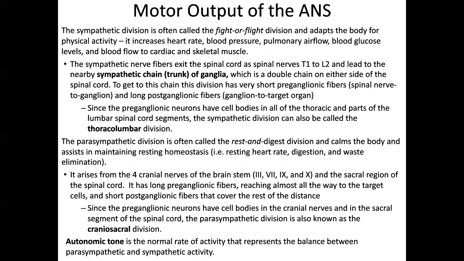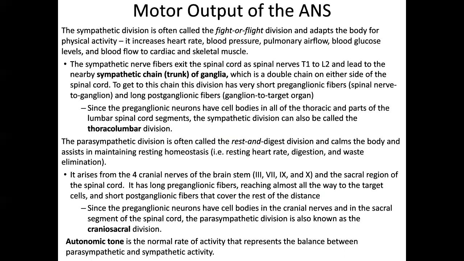It could be as simple as what happens whenever you are physically active, like just going for a walk, playing a game of basketball, or hopping on a treadmill and running, whatever. It's going to trigger things like increases in heart rate, blood pressure, pulmonary airflow, blood glucose levels, and blood flow to cardiac and skeletal muscle.